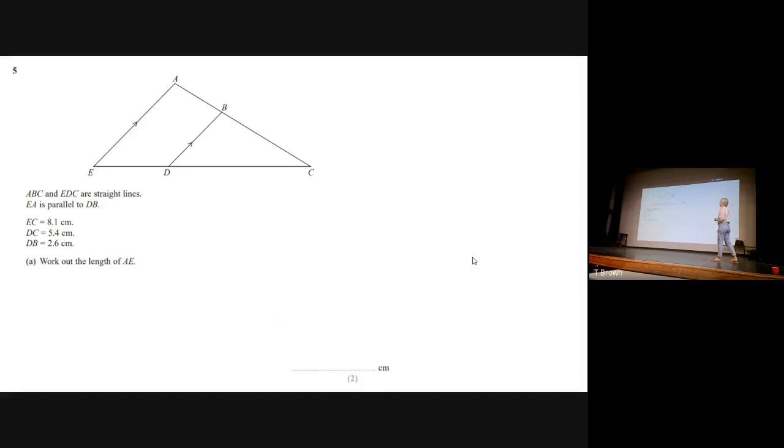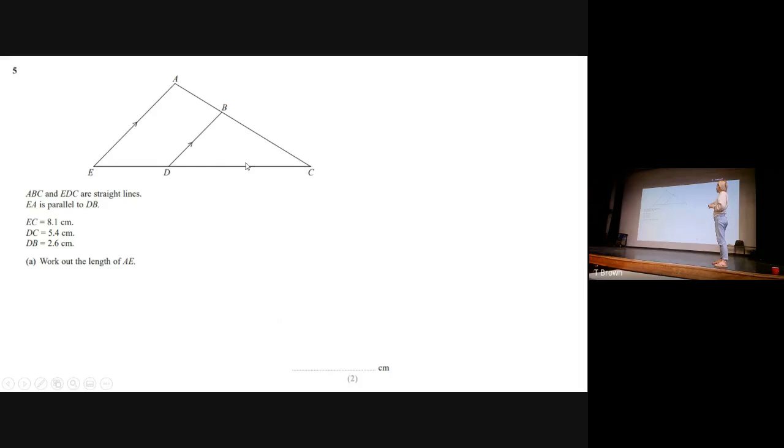This is actually a topic called similar shapes, number 5. So can you see I've got two triangles? I've got the big triangle, which is the whole shape, and then I've got the little triangle, which is just this bit. Now the reason they're similar shapes, and that means one's a bigger version of the other one, is because all their angles are the same.